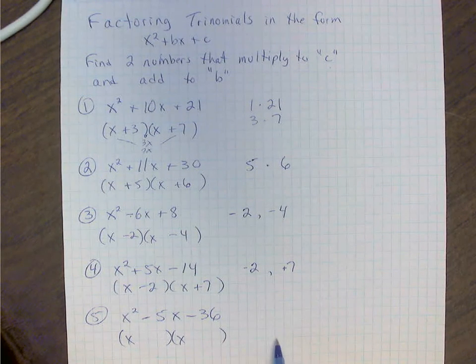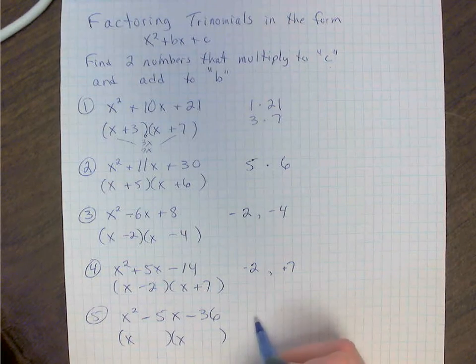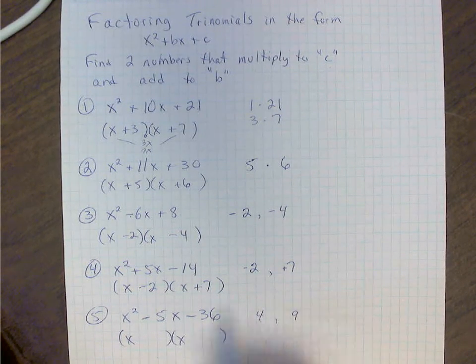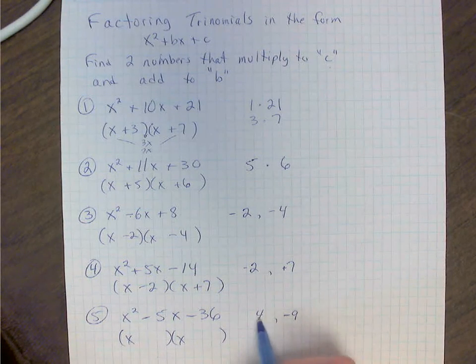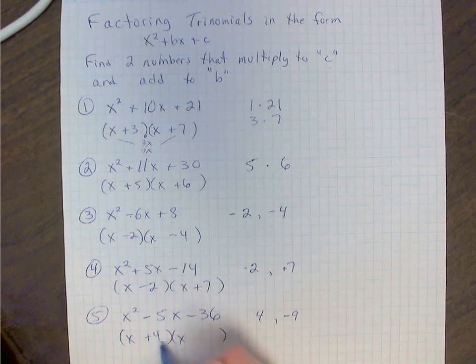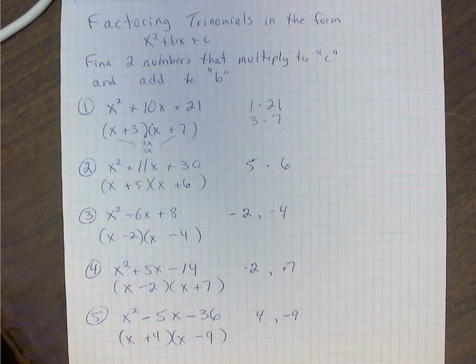You'll list your factors of negative 36 until you come across 4 and 9, and you know if you're doing some subtraction, you can get to negative 5. You want 9 to be negative, so 4 plus negative 9 makes negative 5. So you got plus 4 and minus 9.